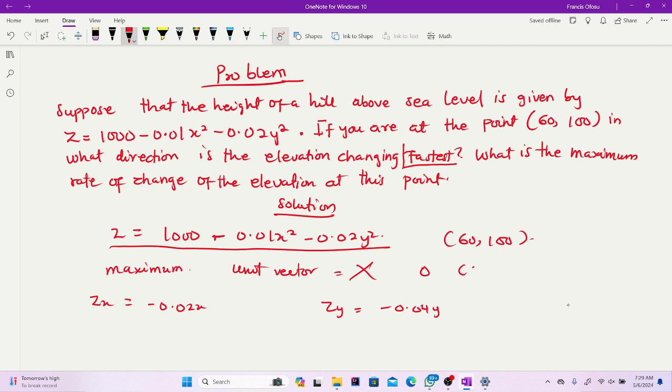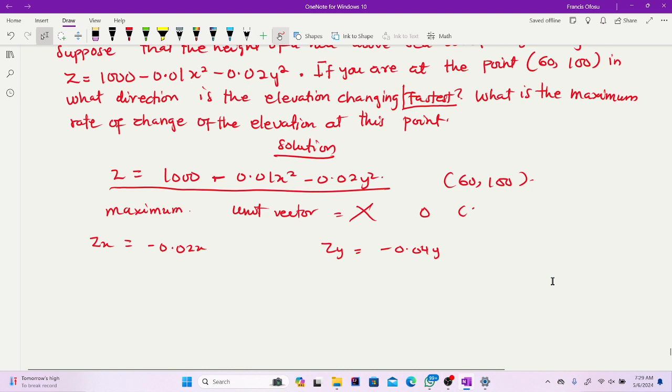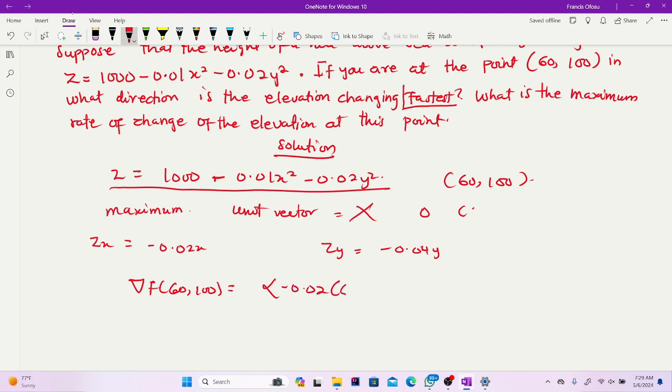So once you have zy and zx, remember that we were asked to find the change at a particular point. So to find our maximum directional derivative, we need the directional derivative at the point 60, 100. As simple as that. So I'll just put 60 here, then I'll put 100 here. So this is equal to my zx, which is negative 0.02, multiplied by 60, then my zy, which is negative 0.04 multiplied by 100. So what am I getting? I'm getting negative 1.2 comma negative 4.